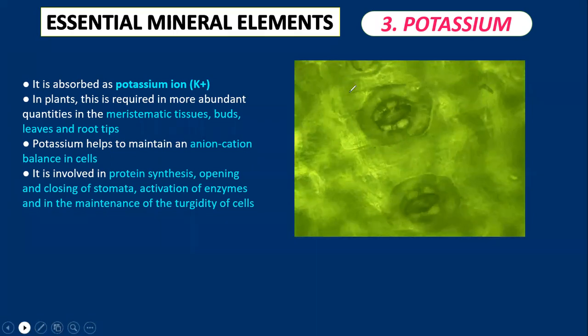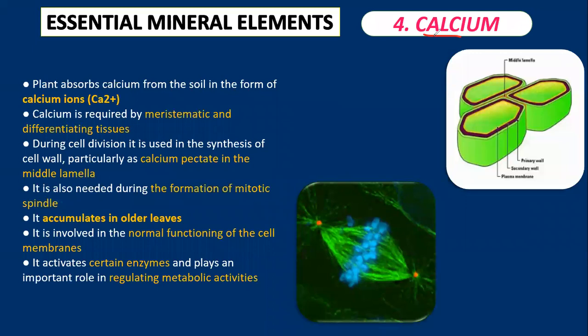Next, element number 4, we are going to study about calcium. Calcium is mainly absorbed in the form of Ca2 plus ion, or calcium 2 plus ion. It is required by the meristematic and the differentiating tissues. Very important, as we have studied in the cell division chapter, calcium pectate is present in the middle lamellae. Look, middle lamellae is formed of calcium or magnesium pectate.